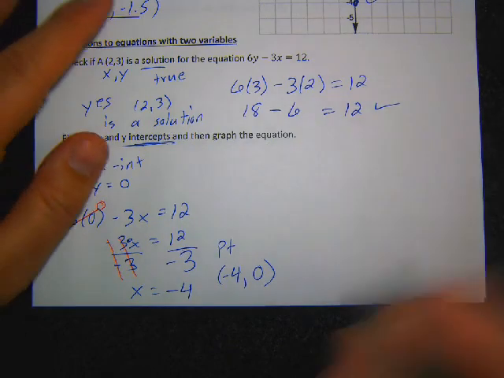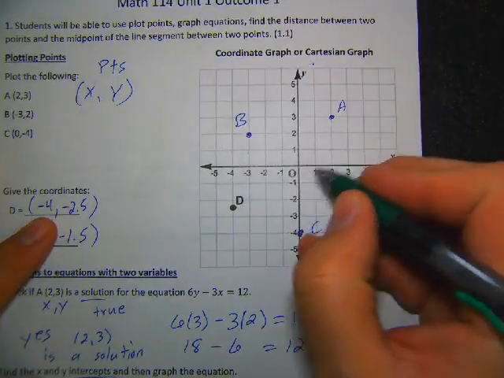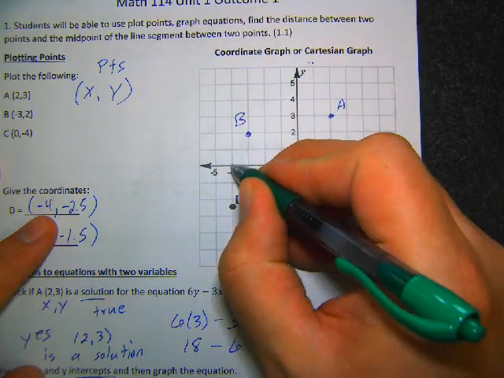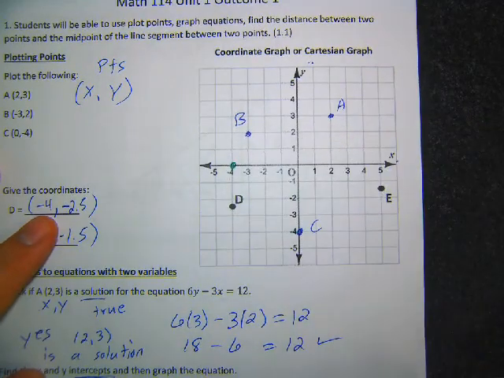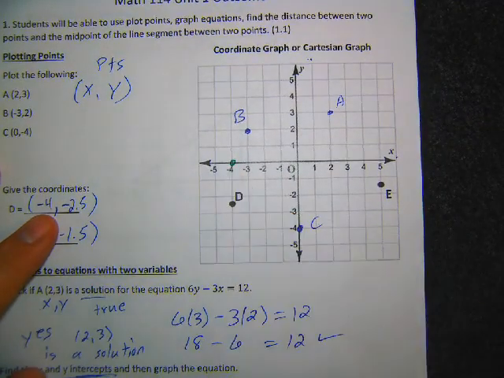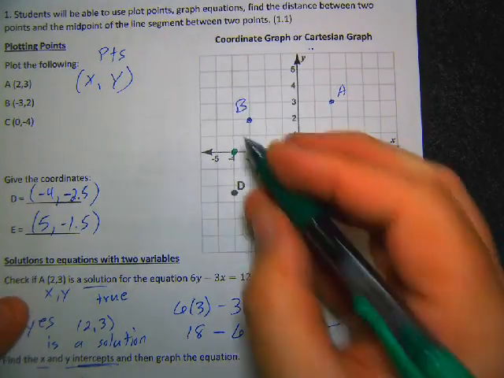If I graph this one, I'm going to graph this in green on here. So we're going to go negative 4 and 0. I'm going to say that's where it would cross the x-axis. That line would cross right there. That would be the x-intercept.